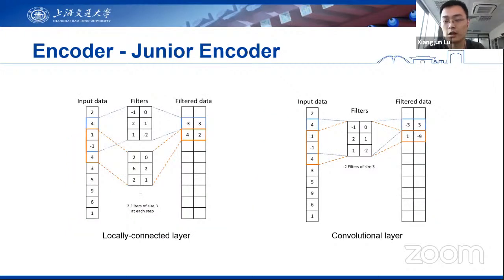First is the encoder component. The encoder component includes two parts, the junior encoder and the senior encoder. In the junior encoder, we use the locally connected layer or stacked convolutional layers to encode the raw traces and get the fine-grained features.